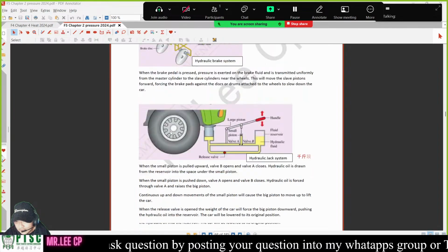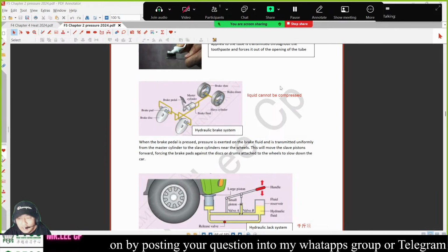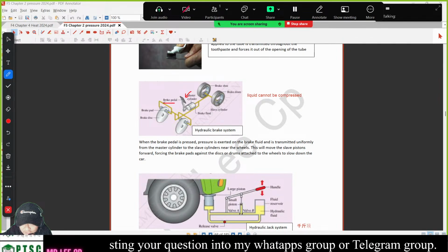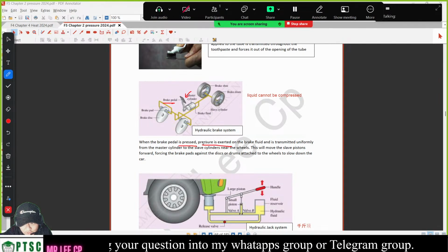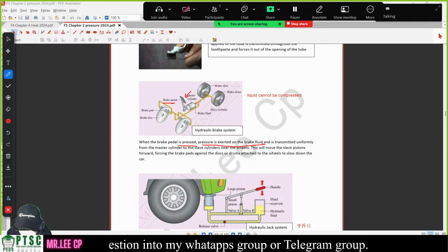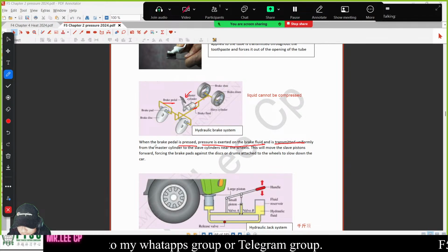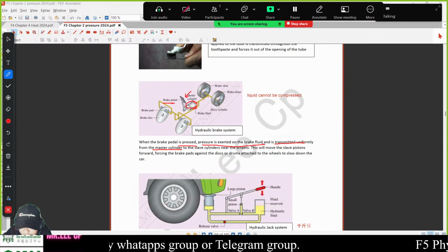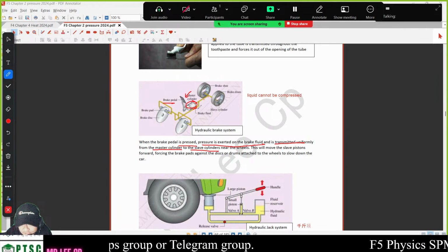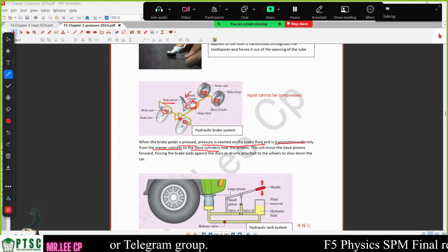I think I need to explain. When you press the brake pedal, the pressure is exerted on the brake fluid. The brake fluid is inside here, everywhere here, so the pressure is transmitted uniformly from the master piston, the smaller piston, to the slab piston. Where is the slab piston? It is here, here, and here.